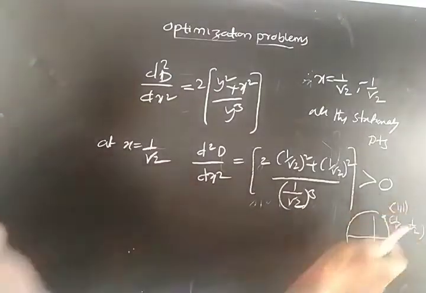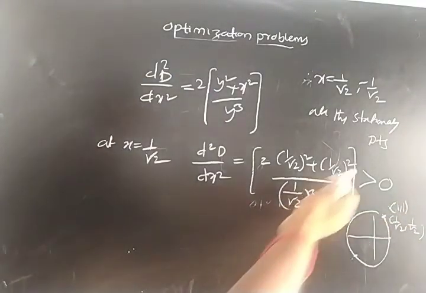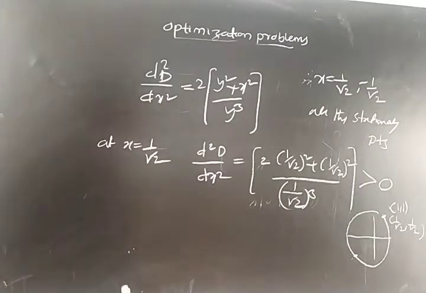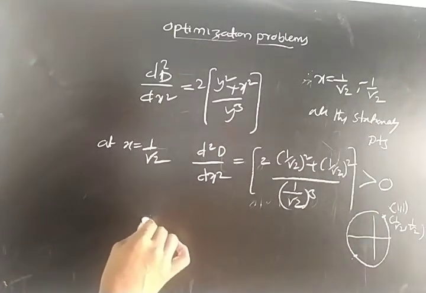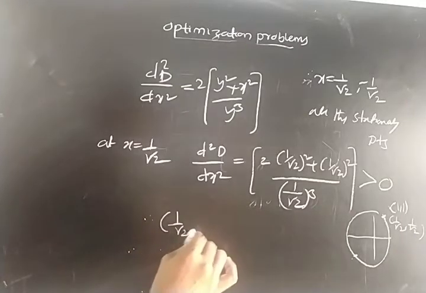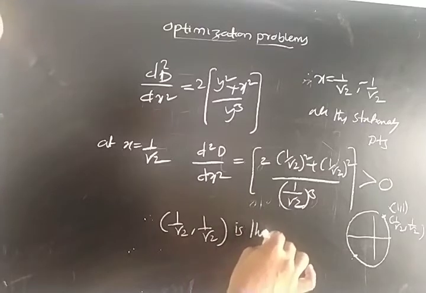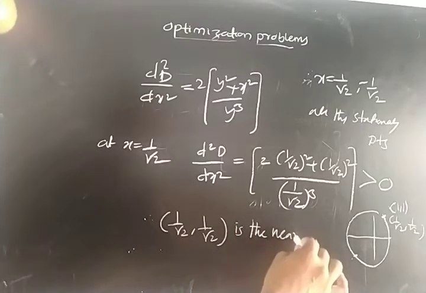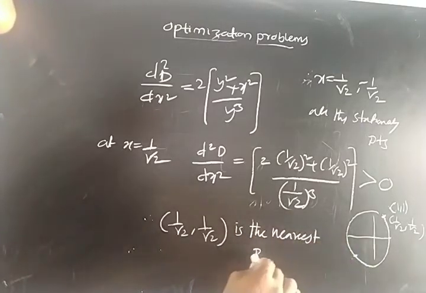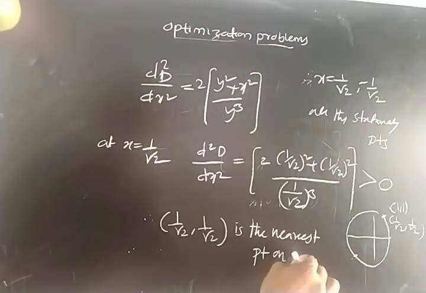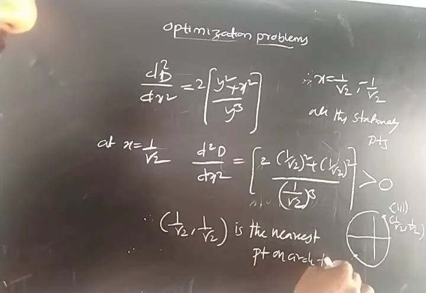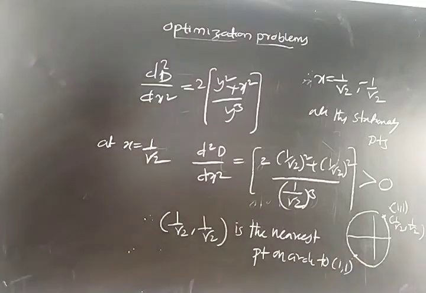So the nearest point to 1 comma 1 is 1 by root 2. Why? Because its second derivative is greater than 0, right? So therefore we can conclude that 1 by root 2 comma 1 by root 2 is the nearest point on the circle to 1 comma 1, right?